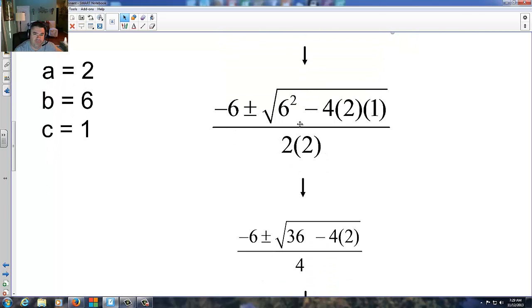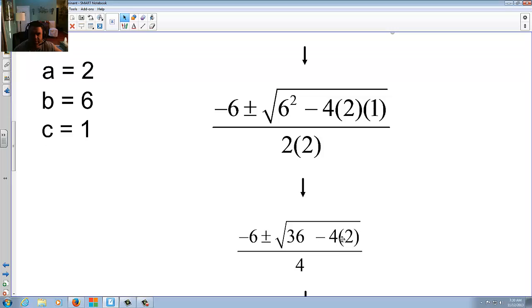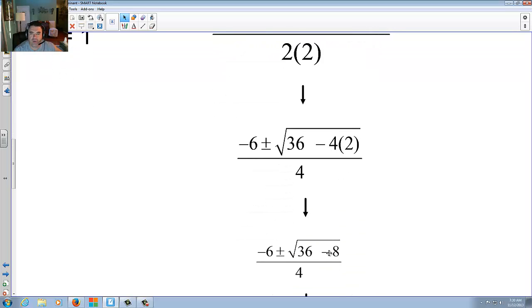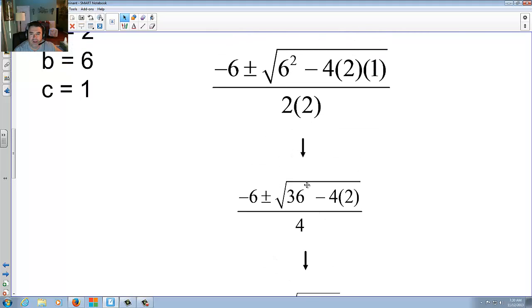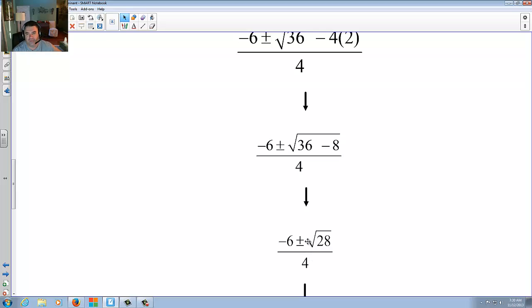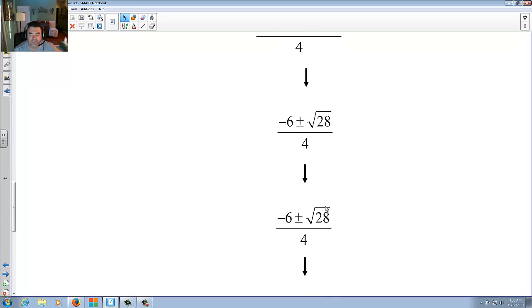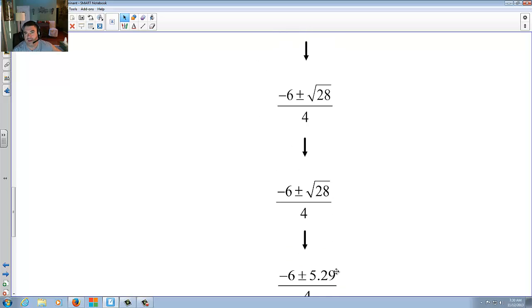Now what you do, and the most vital part, is inside here. 6 squared is 36. 4 times 2 times 1 is 8. 36 minus 8 is going to be 28. Oh, and the bottom is 2 times 2, which is 4. So you have the square root of 28. So negative 6 plus or minus square root of 28 over 4. Then simply root 28. The square root of 28 is about 5.29.